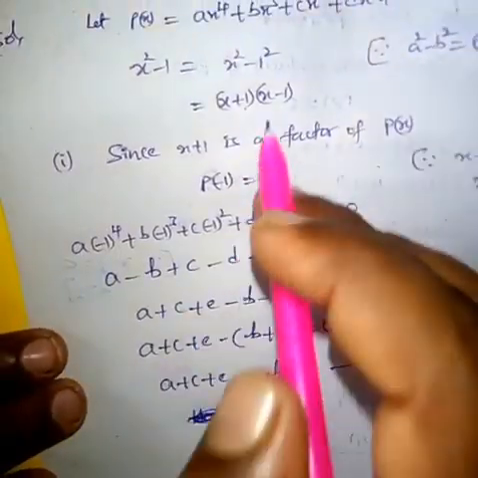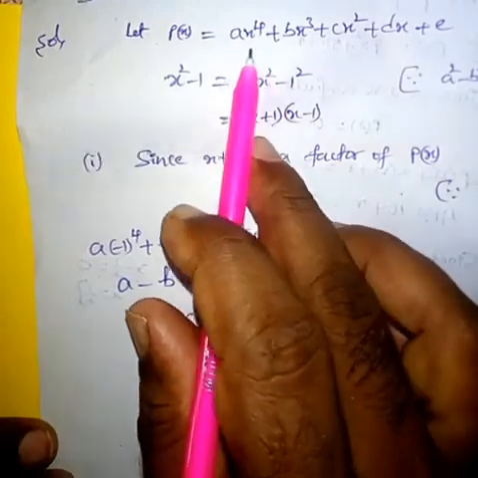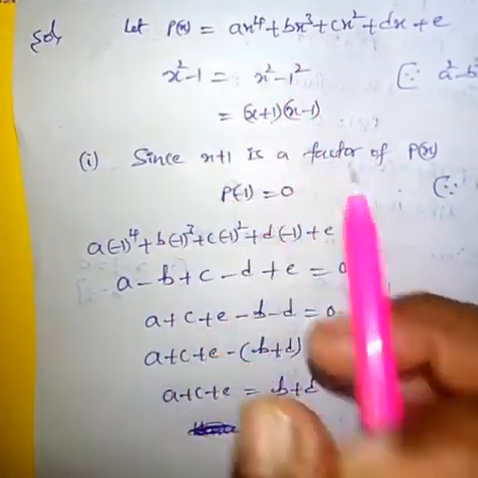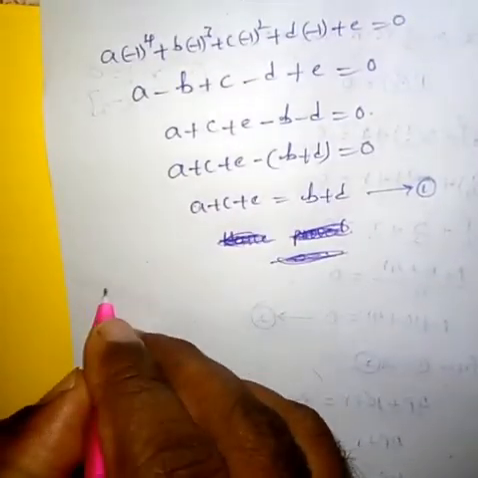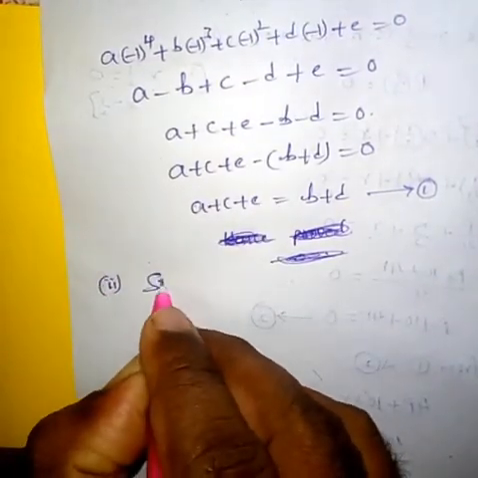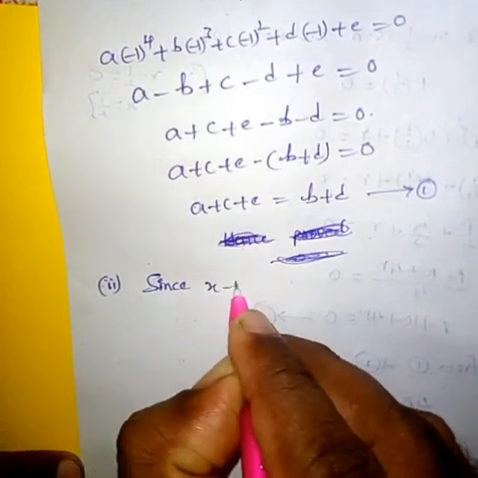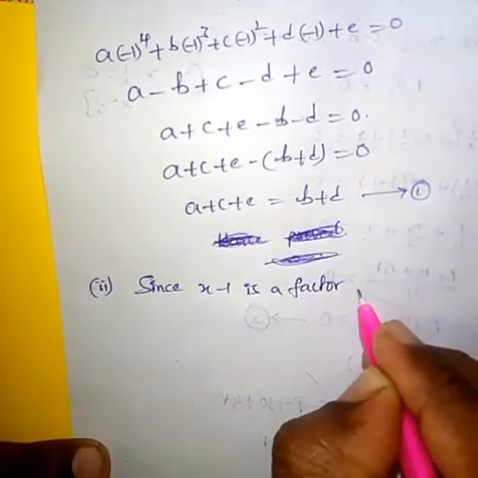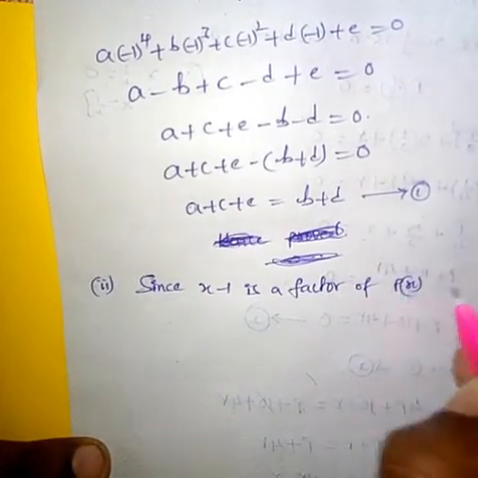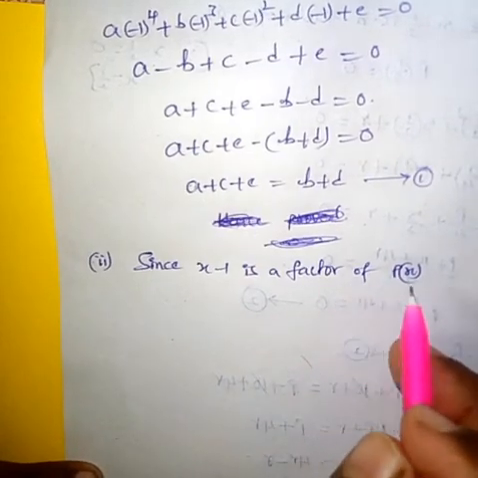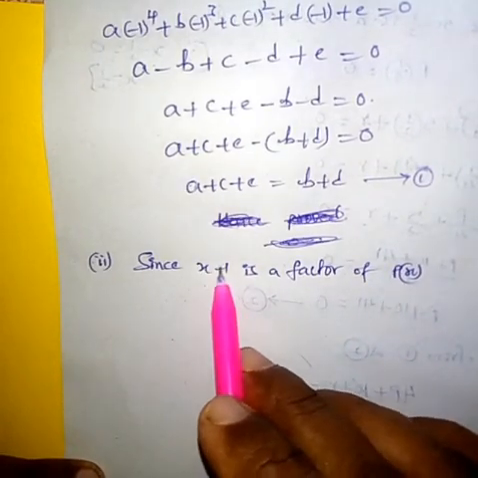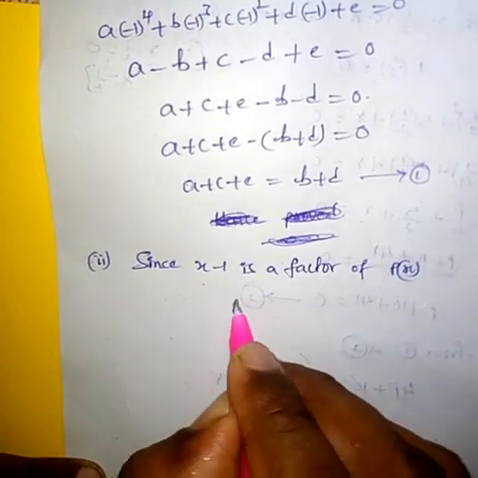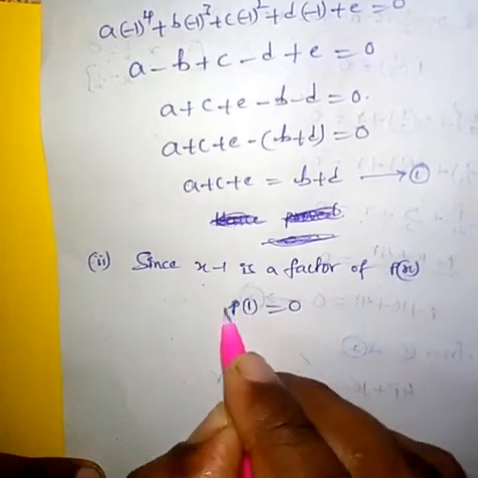Now the second condition. First one is x plus 1 is a factor of p(x). Now x minus 1 is also a factor of p(x). This is the second case. Now do the second one also. Since x minus 1 is a factor of p(x), that means the remainder when p(x) is divided by x minus 1 should be equal to 0. That is, p of 1 is equal to 0.